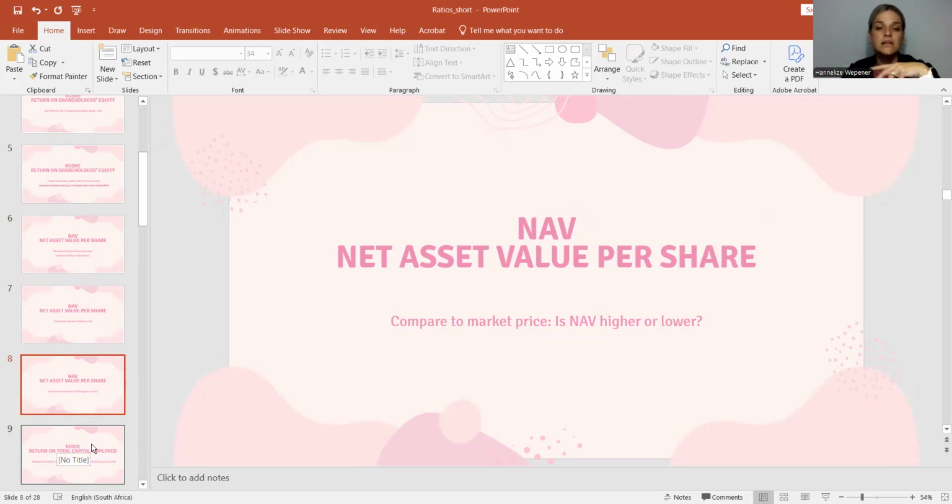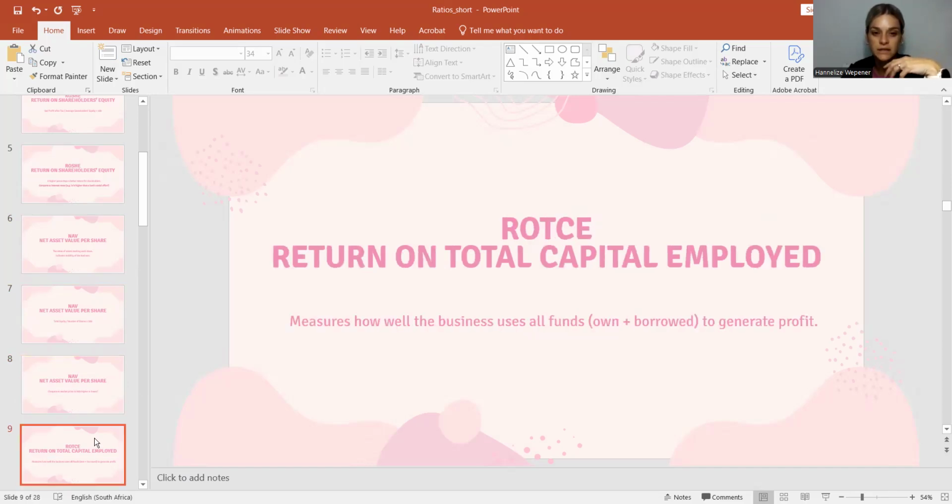Remember, I also said that if you don't have the market price, then go to the last issued price, because that is what the shareholders were willing to pay in order to obtain those shares within your company.